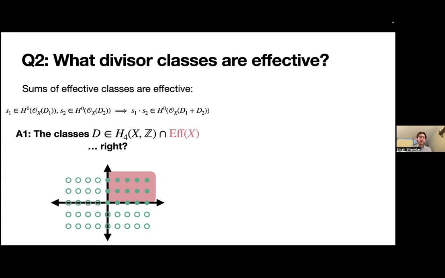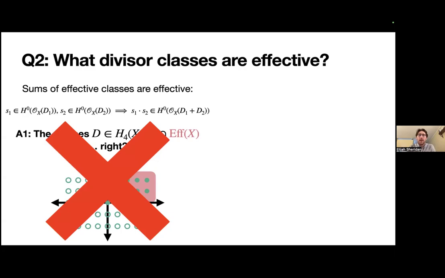The hollow circles are non-effective divisors. The filled in circles are effective divisors. You imagine that there's just some cone that they generate shaded in red, and every lattice point that's in that cone is some effective divisor. Unfortunately, this picture is just a little bit too simple. And this was the motivation for this paper that came out a few months ago. It turns out that there are non-trivial lattice effects.